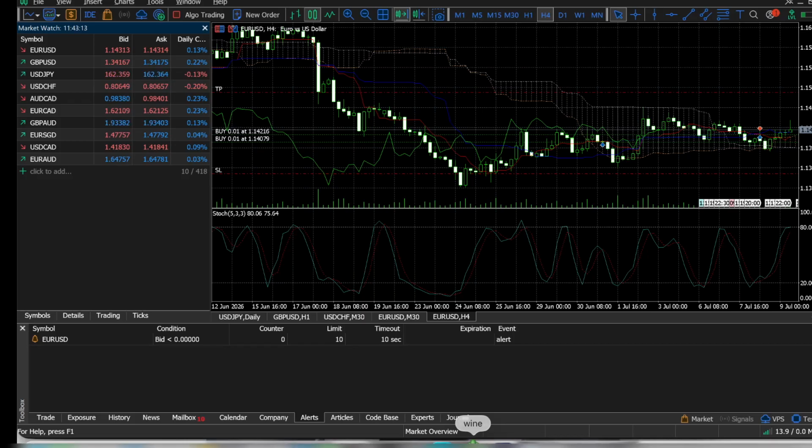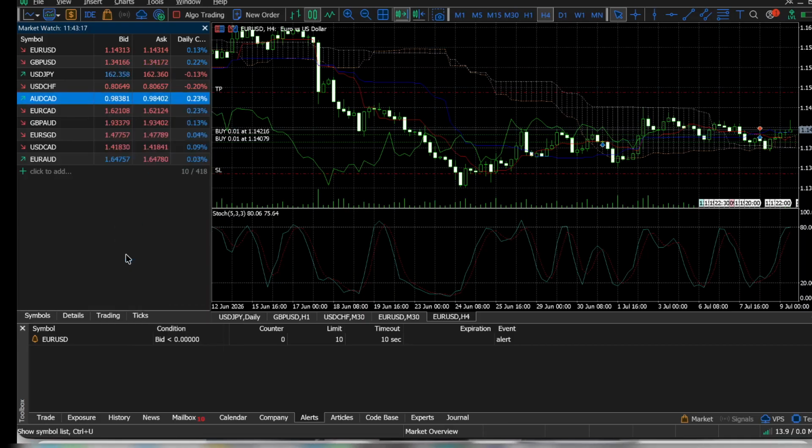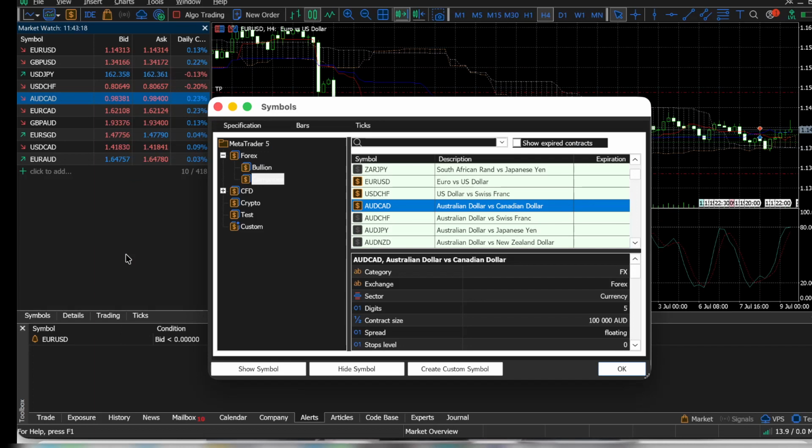Now go ahead and right-click anywhere within this Market Watch area. This action opens a context menu that provides a variety of options related to your market instruments. Within this menu, you'll see an option labeled Symbols. Click on it. This is where things start to come together. The Symbols window is your gateway to a wide array of trading instruments. It's like your backstage pass to all the potential markets you want to explore and trade in.